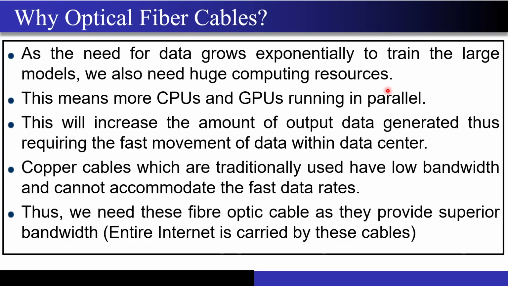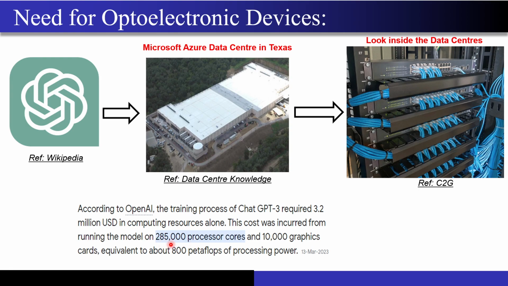So now this is the explanation that I have written over here, a very short explanation, correct? As the need for data is growing exponentially, we also need a very huge amount of computing resources. Just to give you an example, just look at this number. If you think that ChatGPT was a small one, this 2,85,000 cores is not a joke at all, correct?